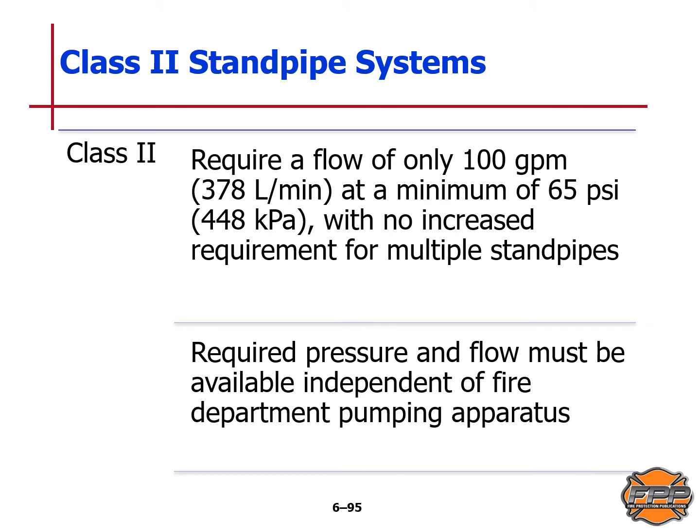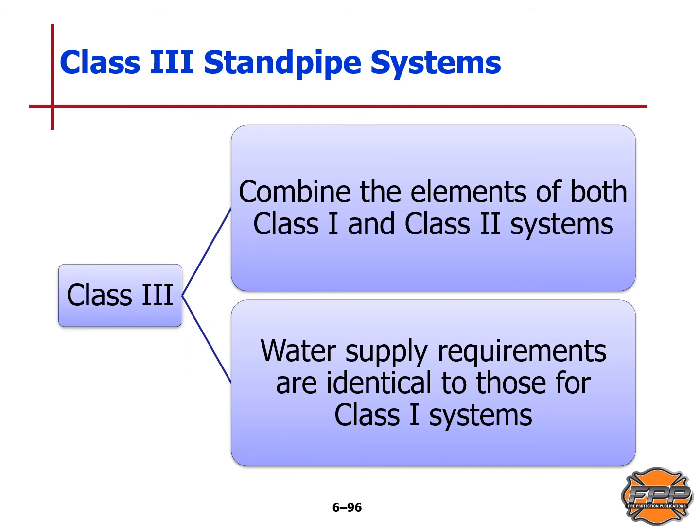With a Class 2 standpipe system, it requires a flow of only 100 gallons per minute or 378 liters per minute at a minimum of 65 psi or 448 kilopascals, with no increased requirement for multiple standpipes. It has a required pressure and flow that must be available independent of fire department pumping apparatus. A Class 3 standpipe system combines the elements of both Class 1 and Class 2 systems. The water supply requirements are identical to those for Class 1 systems.